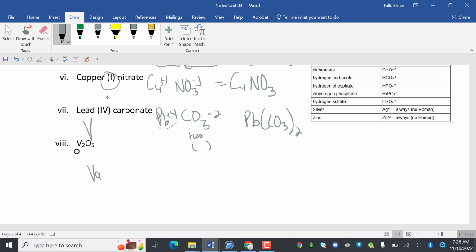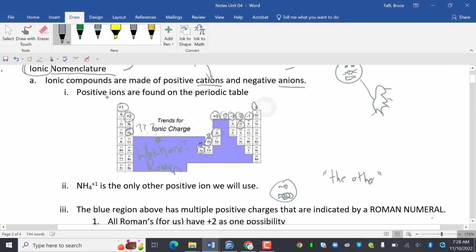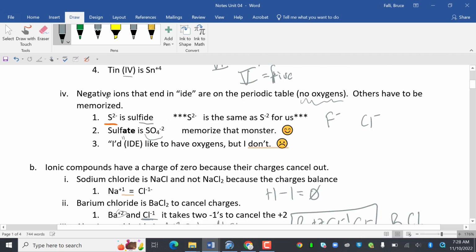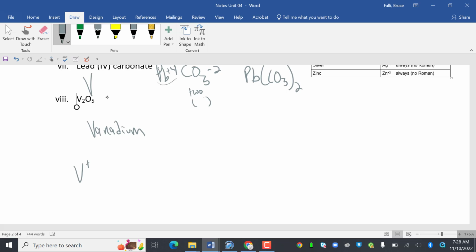All right, vanadium. V is vanadium. And then because it's a metal, I got to look and see is vanadium Roman. So I'm looking in the periodic table, and vanadium is right here. Oh, doggies, it's Roman. So I'm going to have to figure out its Roman numeral. So it's V plus something. O, I know oxygen's minus 2. Okay. So vanadium something, O is oxide. So 5 negative 2s means it's negative 10. So 2 times something equals positive 10. So each vanadium must be plus 5. Vanadium 5 oxide.